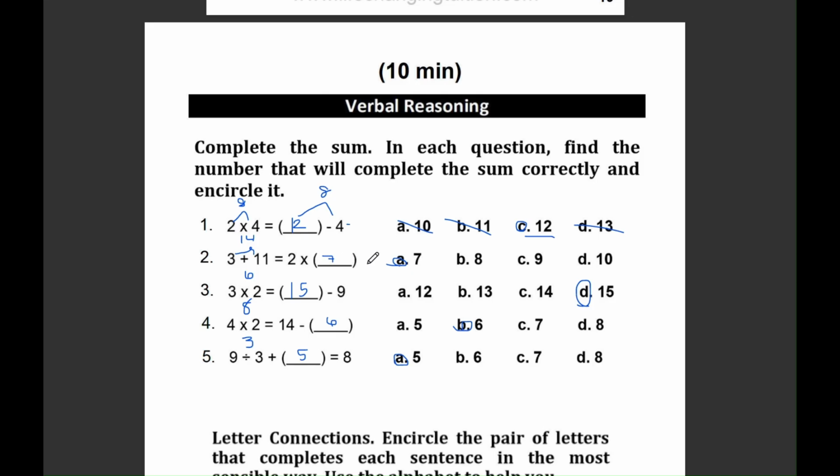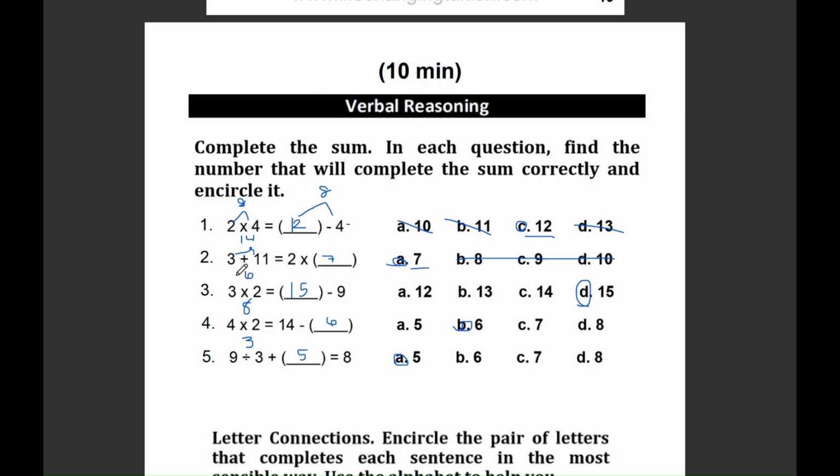Number 2. Complete the sum. 3 plus 11 equals 2 times blank. Options: A. 7, B. 8, C. 9, D. 10. Why not? 8, 9, and 10 give 16, 18, and 20, not 14. Answer: A. 7. Formula: blank equals 3 plus 11 divided by 2 equals 14 divided by 2 equals 7.